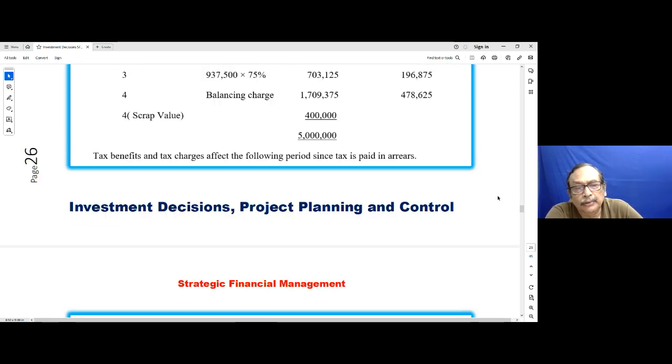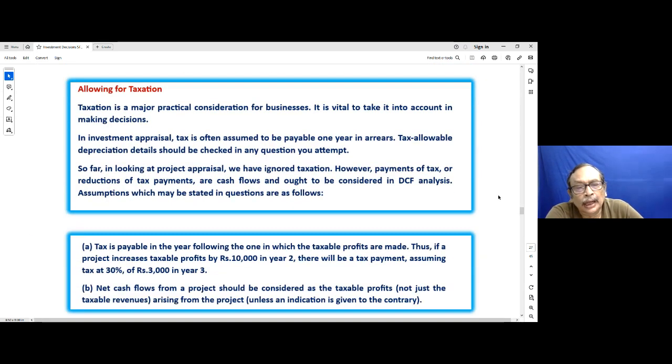Now we are coming to taxation, that is allowing for taxation. Taxation is a major practical consideration for businesses. It is vital to take it into account in making decisions. In investment appraisal, tax is often assumed to be payable 1 year in arrears. Tax allowable depreciation detail should be checked in any question you attempt.